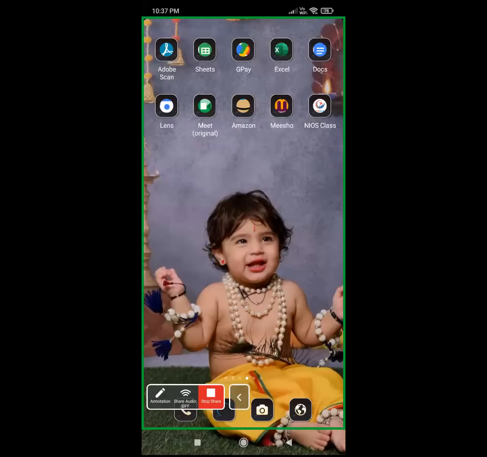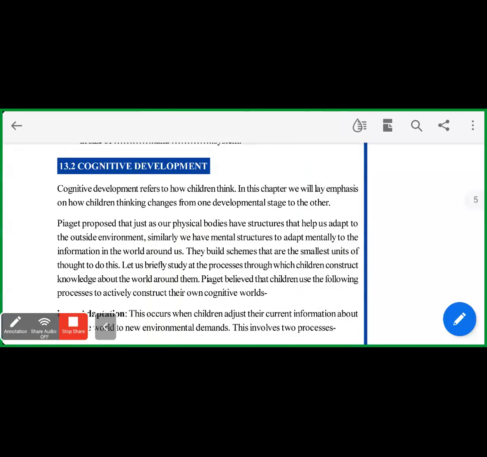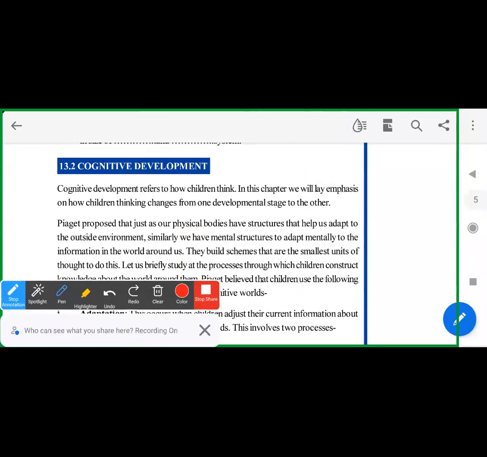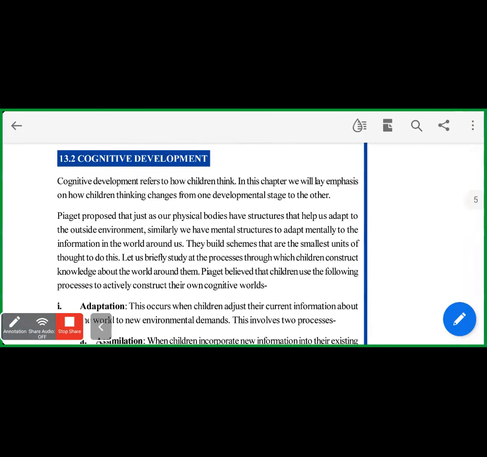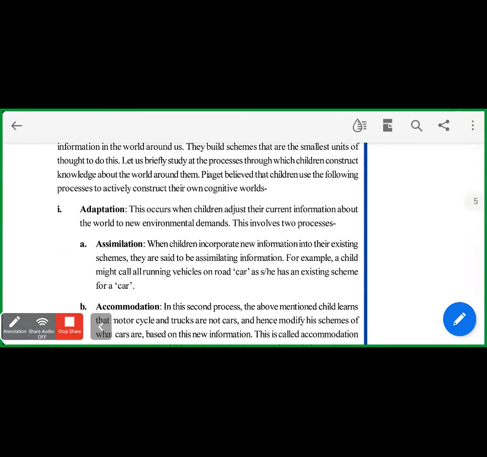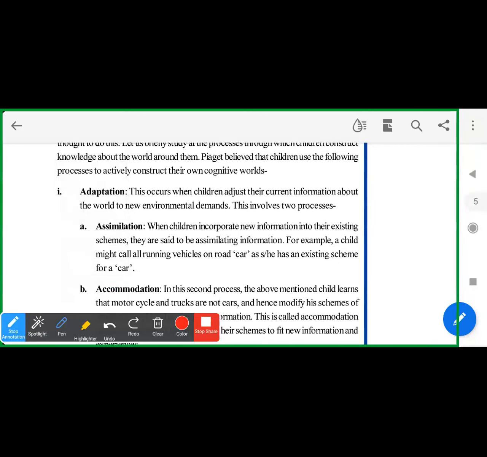Yes. So by the screen sharing, we'll come to the chapter, right? Cognitive development. The example which I gave you right now is explaining this, what I have just explained. Okay. It's actually written over here: how assimilation is there, adaptation is there, accommodation is there. Okay. So let's start discussing about it.